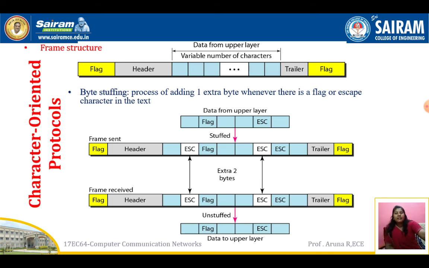First let us see the character oriented approach. In the character oriented approach, as I told you, for every frame you need to have a starting and ending delimiter. You can see in the example, in the structure you can see flag. First flag is telling about the start of the frame, last flag is telling about the end of the frame. After the flag you are having a section known as header. The header is responsible for having the information about the addresses, regarding the data and regarding the protocols used. Trailer is used for the error control.